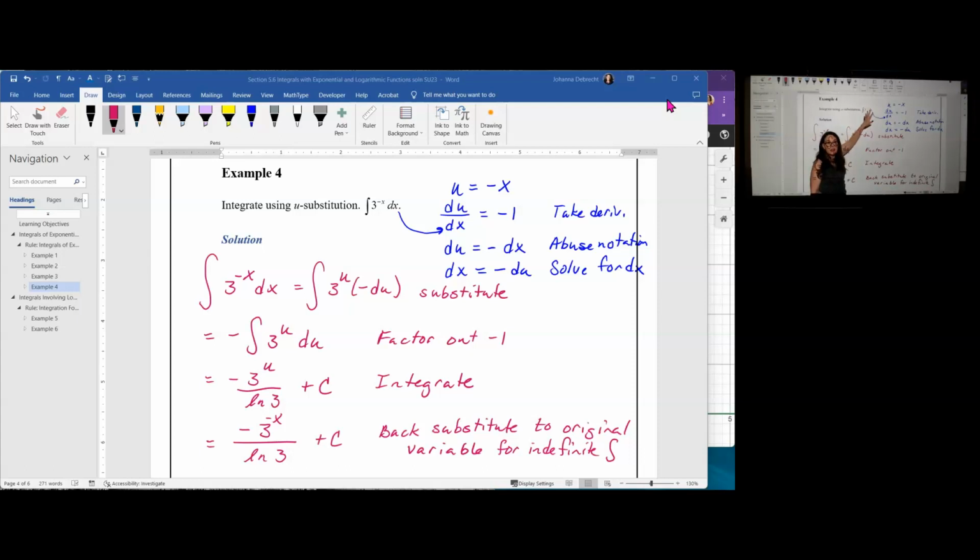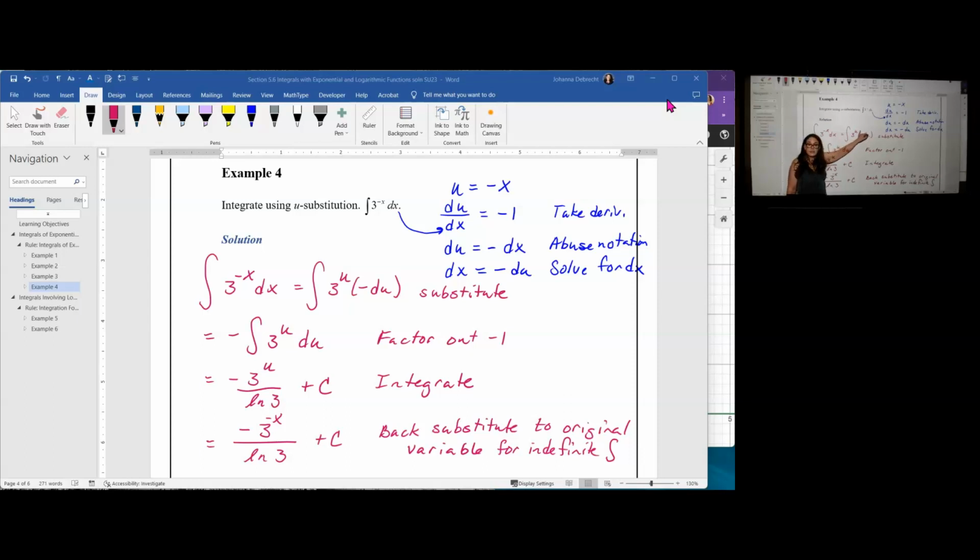Again, I make the choice that u is the expression that represents the power on the exponential function. u equals negative x. When I take the derivative with respect to the original differential, I get negative 1. I abuse the notation by swinging the differential dx to the opposite side, and then I solve for dx in order to substitute this back into the original indefinite integral. When I substitute, I get the indefinite integral of 3 to the u power times negative du.